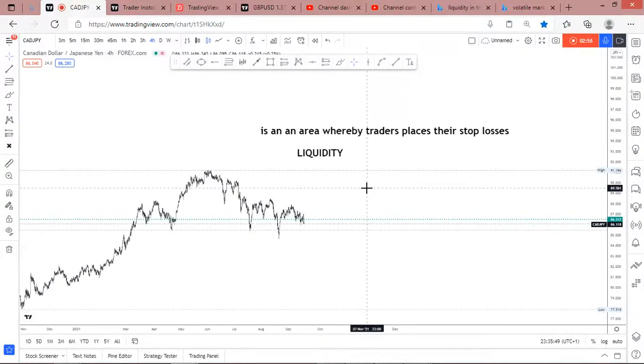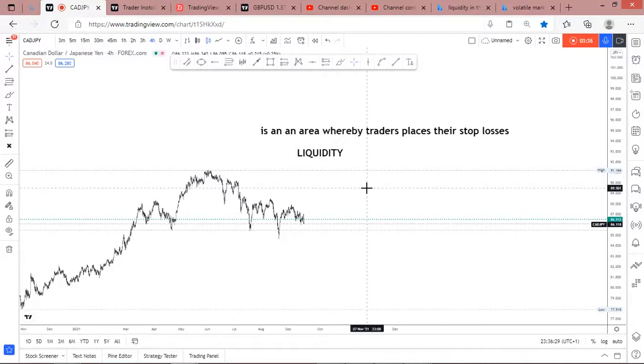Now, I know most of us have been in this scenario whereby we either bought or sold and the market went against us, took our stops, then went our way. Today, I'll be looking at some currency pairs and showing you how liquidity played out, how some traders were hit, how some stop losses were taken and money was cleared, and those traders, because they lack the experience, don't really know what actually happened to their money.